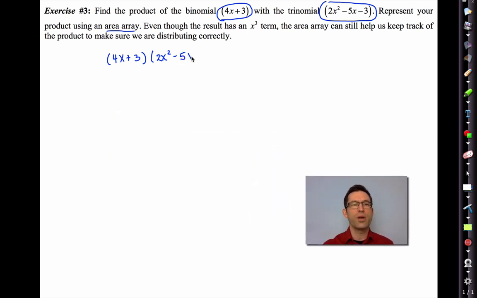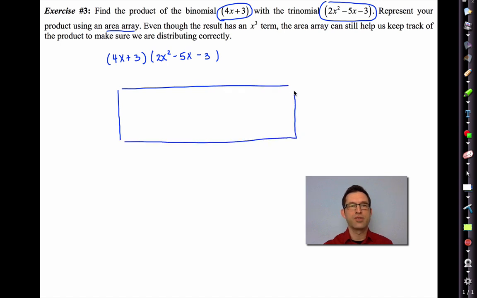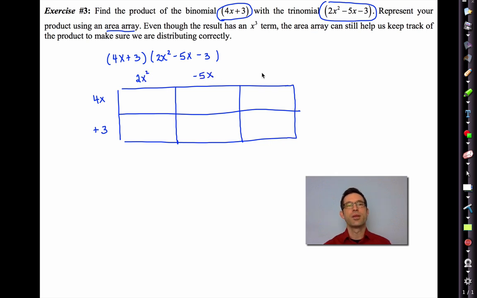In other words, I've got a slightly different kind of area problem here. Got an overall rectangle. On one side, we're just going to have two terms, a 4x, and I think I'm going to attach the plus 3 down here. On this side, on the other hand, we have three terms. We have a 2x squared. I'm going to attach that negative to the 5x and that negative to the 3.